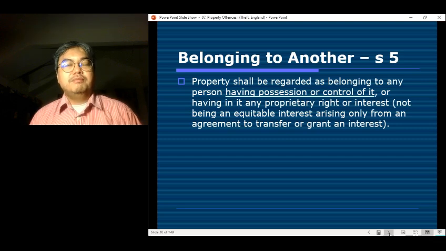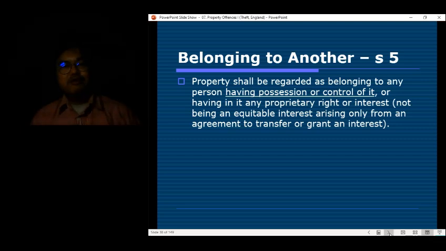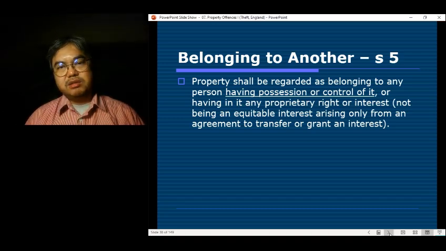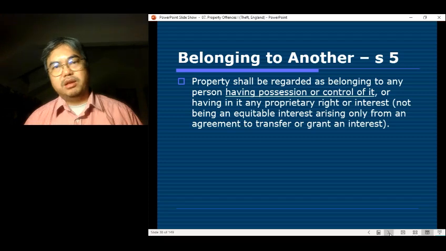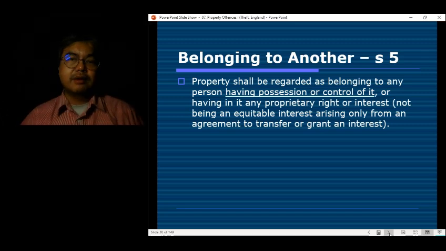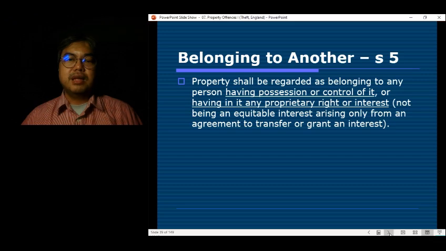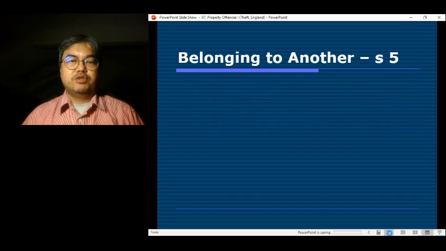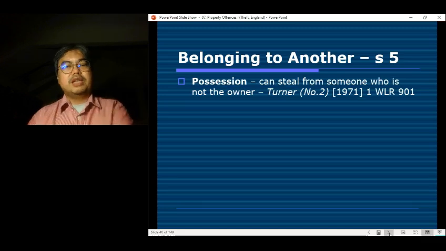But even if you didn't buy it, if you are in possession of it or having control over it, that property under the law is still regarded as belonging to you. If you have possession or control over it, even though it doesn't belong to you, you're possessing it or you are having control of it. Now, proprietary interest is pretty straightforward. So let's look first at possession.